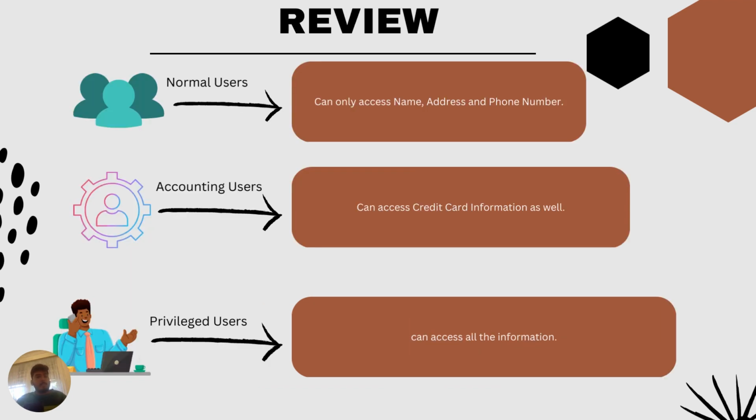And in the review, usually there are three users. Normal users can only access name, address, and phone number. They are not authorized or authenticated to access other information from the database. And accounting users are authenticated and authorized to access the credit card information as well, with name, address, and phone number.